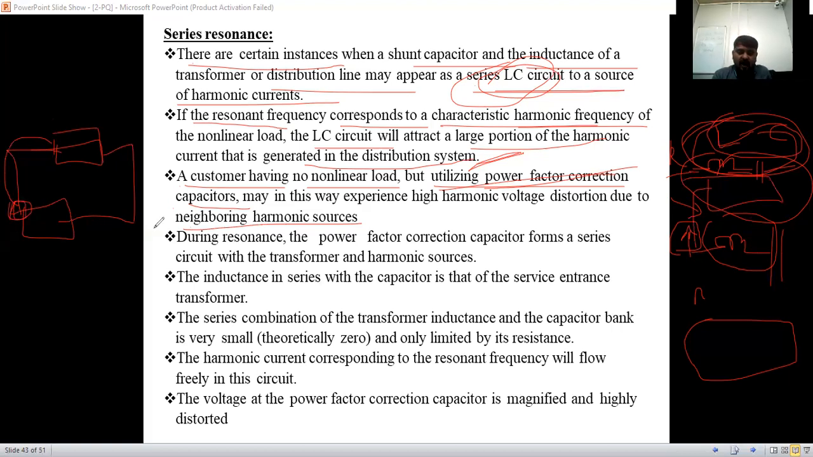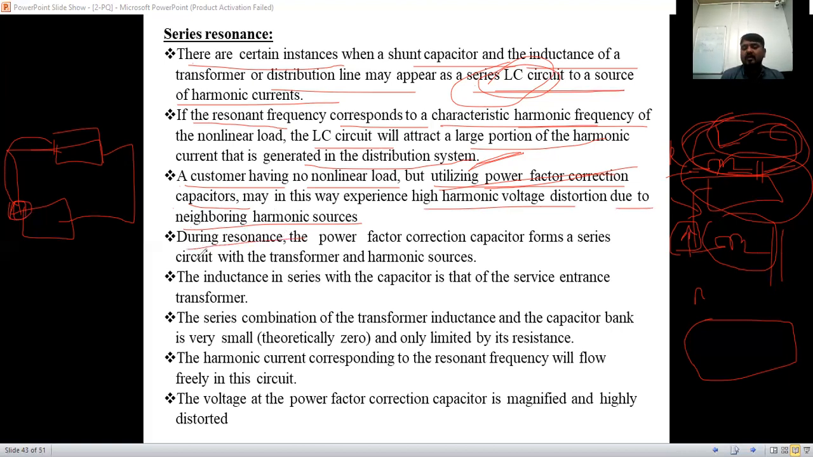So whether you have a non-linear load or not, if harmonic frequencies are there anywhere in the system, and that harmonic frequency corresponds to a resonant frequency, then wherever you have used capacitor banks or inductance circuits, LC circuits, it is going to attract a large portion of the harmonic current. In that situation, it is going to give a very high value. So it is going to experience high harmonic voltage distortion, which may occur due to the neighboring harmonic systems.